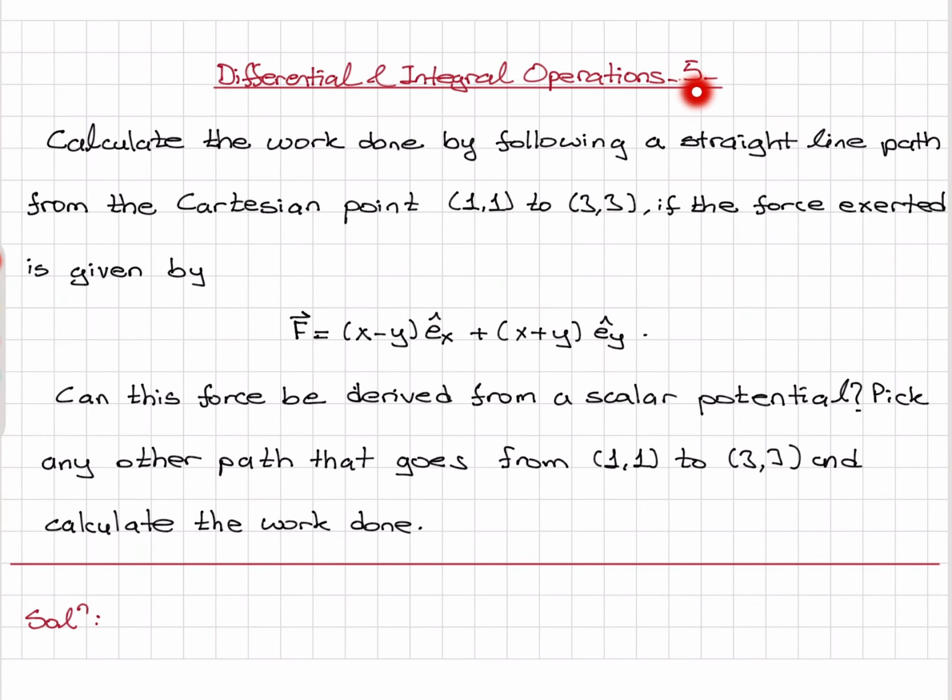Differential and integral operations 5. Calculate the work done by following a straight line path from the Cartesian point (1, 1) to (3, 3) if the force exerted is given by (x minus y) ex hat plus (x plus y) ey hat. Can this force be derived from a scalar potential?